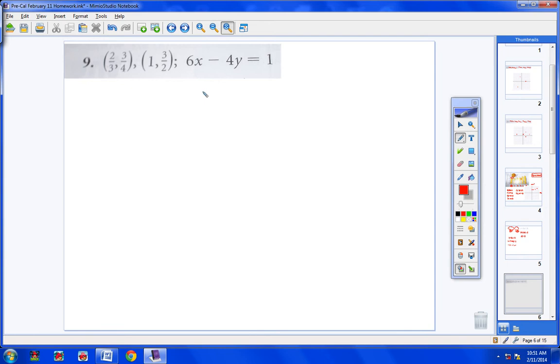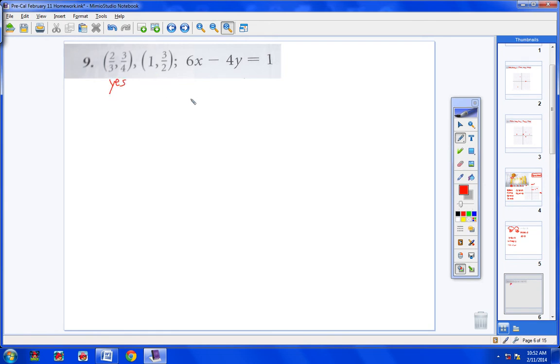Number 9. Okay, let's go ahead and substitute. Let's use this ordered pair first right here. So where the x is, I'm going to substitute 2/3. And where the y is, I'm going to substitute 3/4. Now you can use a calculator if you need to. 6 times 2/3 is 4. 4 times 3/4 is 3. And 4 minus 3 is 1. 1 equals 1. So, yes, the first ordered pair does satisfy the equation.